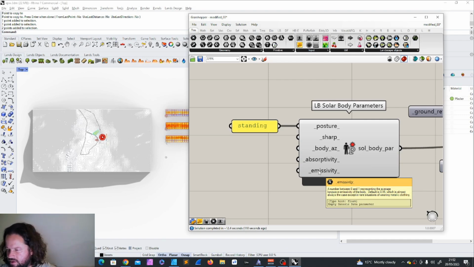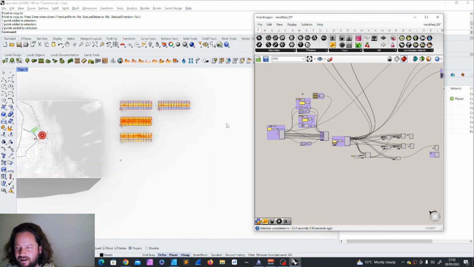A number between 0 and 1 representing the average longwave emissivity of the body. Default is 0.1, which is almost always the case except in rare situations of wearing metallic clothing. All right, I think that's pretty intense.